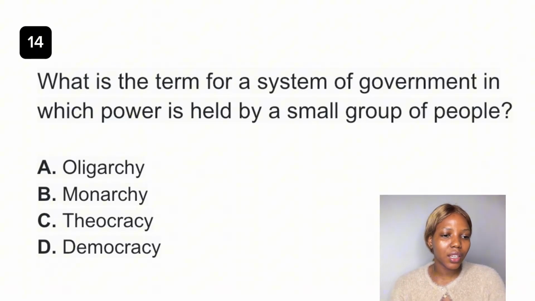Option B, monarchy, so political power is in the hands of a king, a queen, an emperor, an empress. Option C, theocracy, so power is in the hands of a religious leader like a priest. Option D, democracy, of course, political power is in the hands of the people. So the answer to this question is no doubt option A, oligarchy, so political power is in the hands of a few. Okay, option A is the final answer to this question.